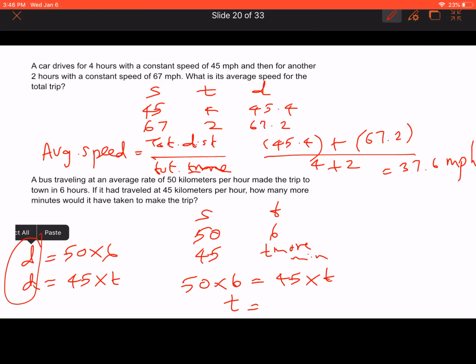So t is found to be 6.6. Okay, so what is the question is not the time that is taken to cover the second trip. They are asking to find how many more minutes it takes to make the trip when the speed is getting changed, right? So it is 0.6 minutes is the correct answer for the question asked.